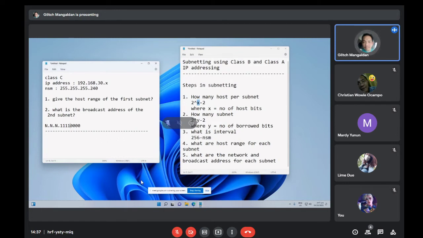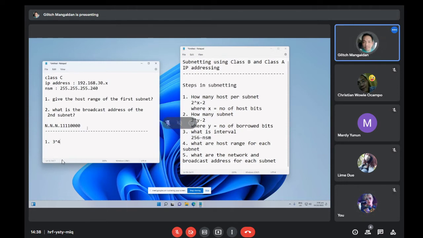So, since meron kang 4 borrowed bits dito, so ginamito mo ngayon. So, meron kang 4 na borrowed bits at may natirang 4 din na host bits. So, in that case, you can now answer number 1, you can now answer number 2, and definitely you can now answer number 3. Okay? So, sa question number 1, that is 2 raised to x. So, ang x natin is number of host bits. Ilan yung host bits natin? 4. Diba? 4 na 0.